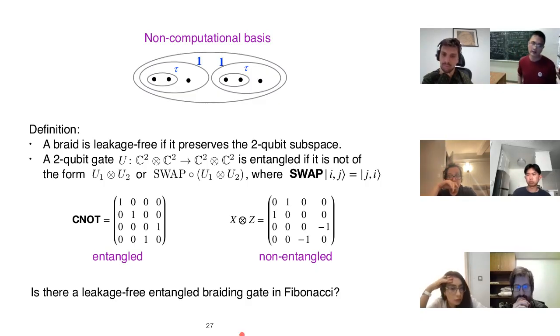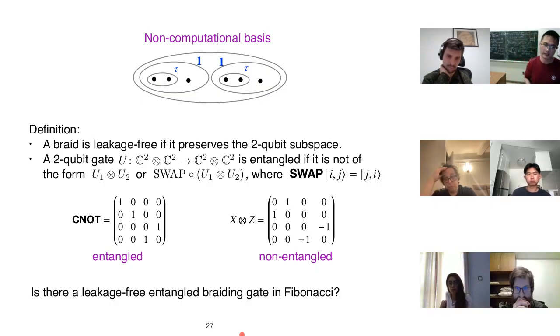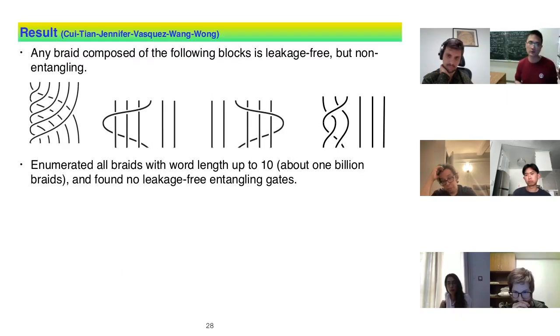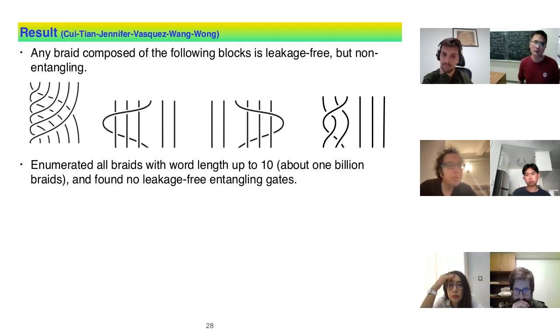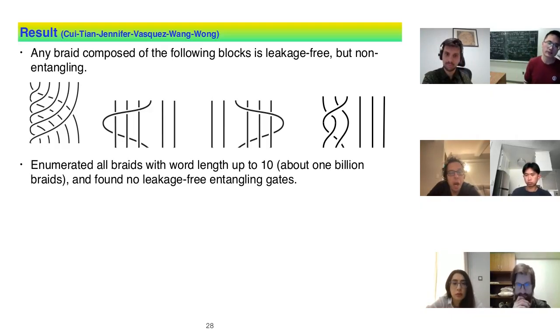A problem is: in this Fibonacci anyon model system, is there a leakage-free entangled braiding gate? I just want to report some results. We have done some study of this problem, and we still don't have an answer. But this is just a partial report.